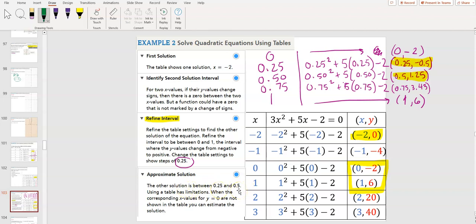Using a table like this has limitations, especially if you're not able to use some sort of graphing calculator or online program, a supercomputer, to find the exact answer. If you're doing it by hand, you're going to have approximations, okay? You're not always going to figure out when y is exactly 0, but you can estimate it.